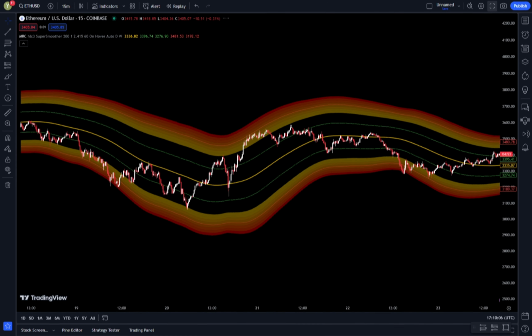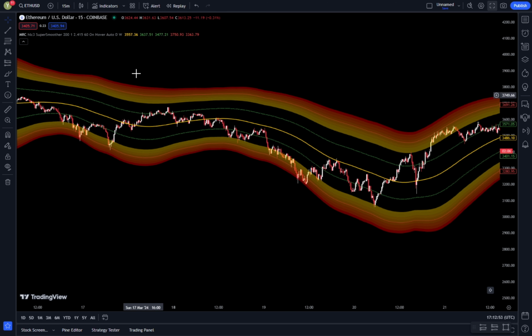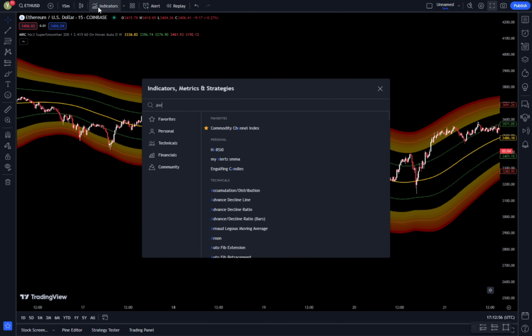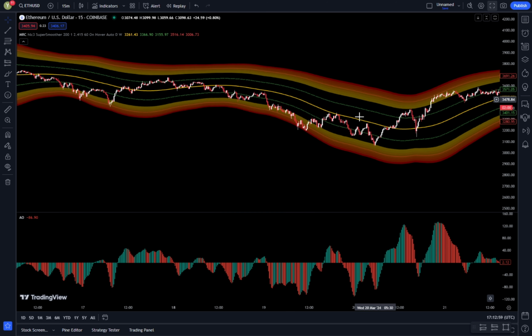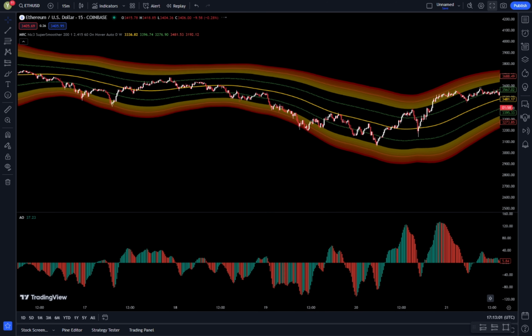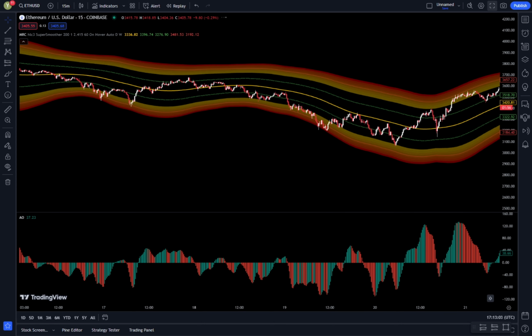Pretty cool, right? Now, to make our strategy even more accurate, we're going to add another indicator called the Awesome Oscillator. This bad boy helps filter out any potential false signals, so we're only trading with the best setups.